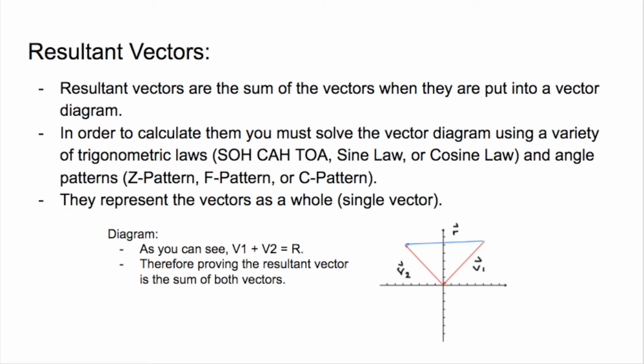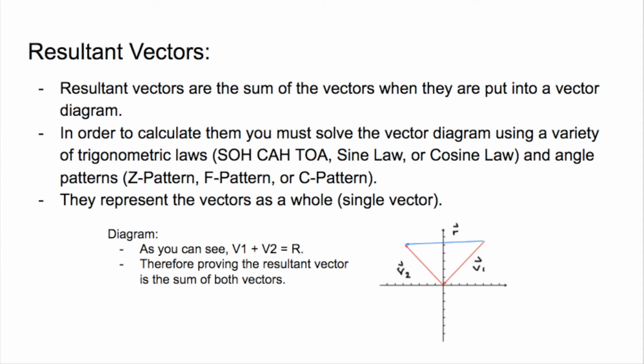Resultant vectors are the sum of the vectors when they are put into a vector diagram. In order to calculate them, you must solve the vector diagram using a variety of trigonometric laws and angle patterns, and they represent the vector as a whole, or a single vector. And as you can see in this diagram, v1 plus v2 is equal to r, therefore proving that the resultant vector is the combination of multiple vectors.